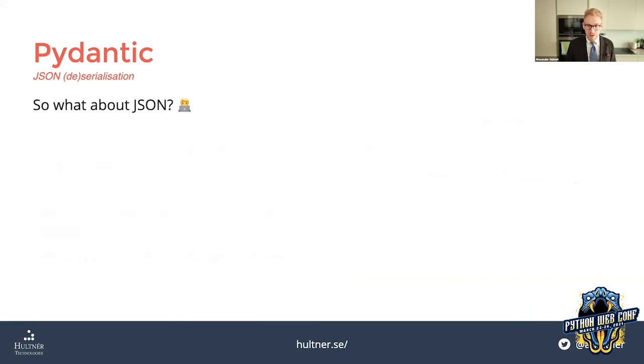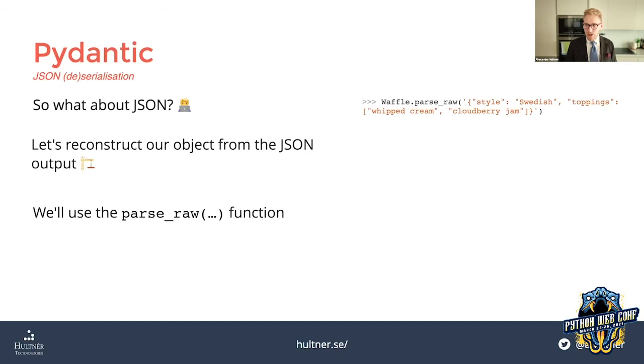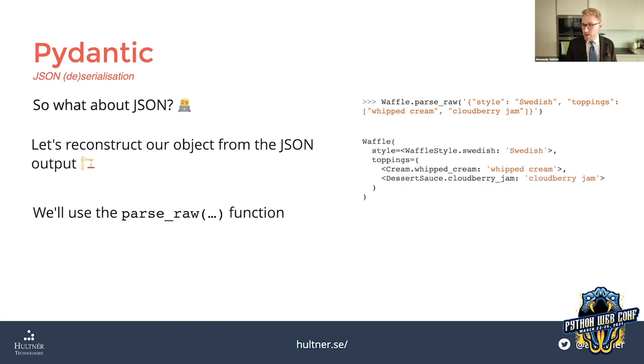Then maybe we should see if we can reconstruct our original object using the JSON. Otherwise, it's not that useful. So let's do that and see what happens. To do that, we'll use the parse_raw function, which is also built into the Pydantic library. When I do Waffle.parse_raw and input the JSON string there, we can see that we get the same waffle object out that we put in from the start.